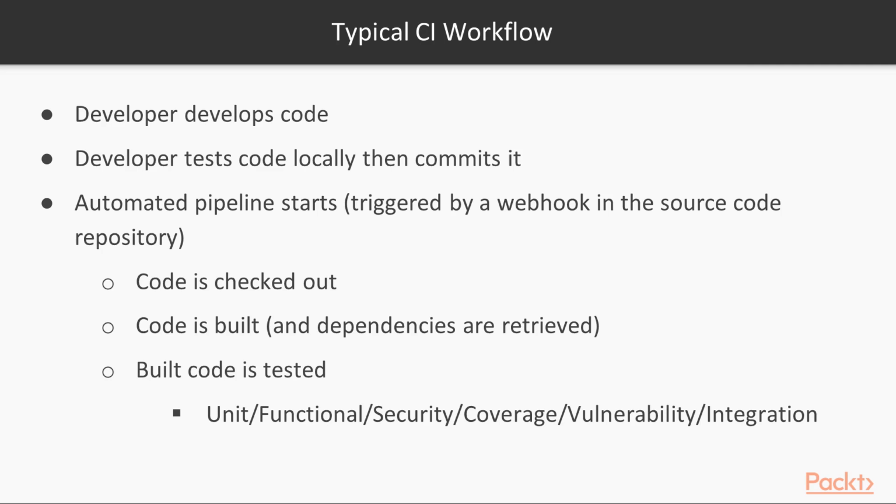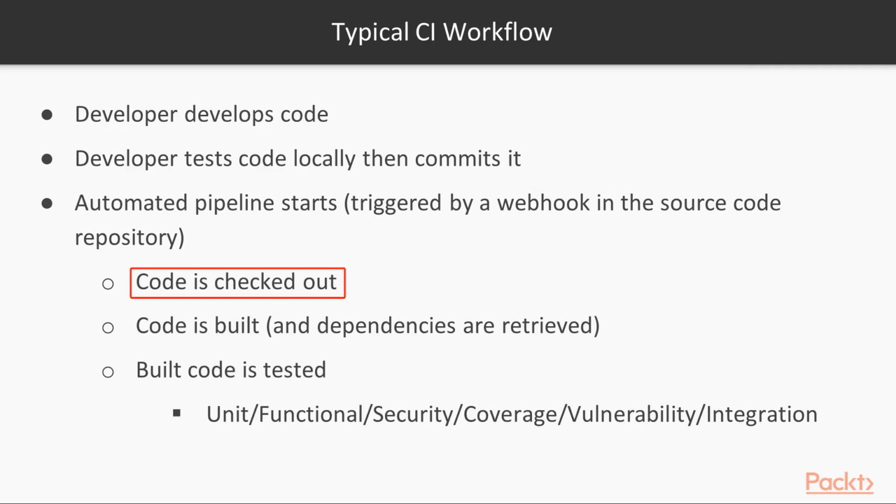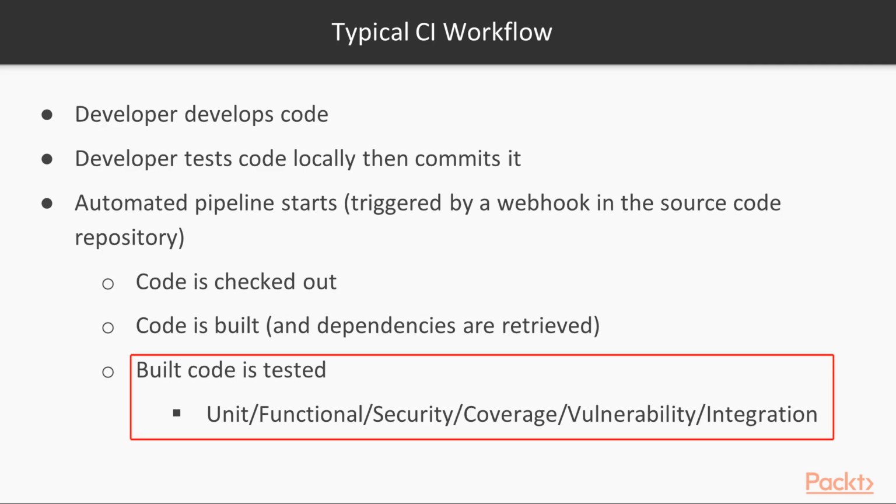So what is a typical CI workflow? It would start with the developer developing code, and then once they've tested their code locally, they would commit it to the source repo. After that, an automated pipeline would start, generally triggered by a webhook in the source code repository. This pipeline would check out the code and then build it, including downloading any dependencies that are needed. Once the code is built, it would be tested, and that could be anything like a unit test, a functional test, security, coverage, vulnerability, integration, etc.